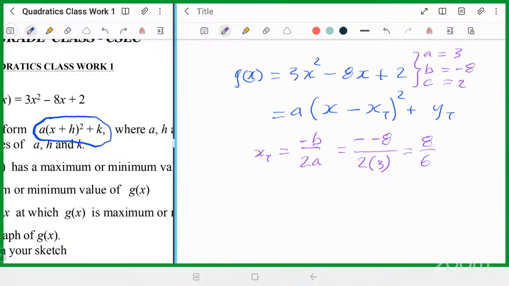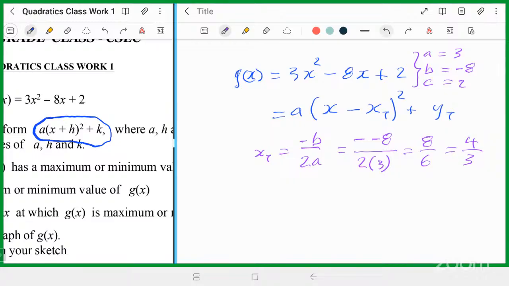Now some persons left it like that. But in CSEC maths, you're expected to simplify expressions every time it can be simplified. And this can be simplified because I can divide 2 into this and get 4. And I can divide 2 into this and get 3. So the simplified version of that is 4 over 3. So 4 over 3 is the value that is coming here. 4 over 3 is the x value at the turning point on this function.